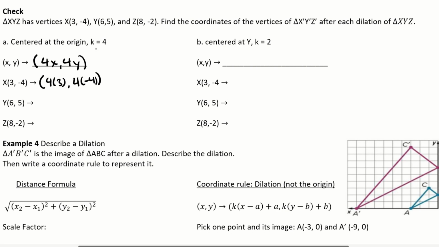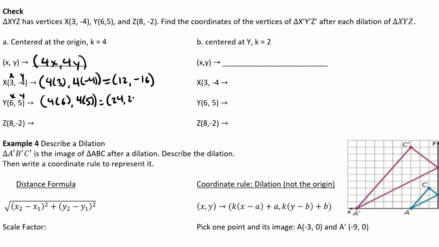4y, and then y is negative 4. Remember this is x and this is y. So we have 12, comma, negative 16. Remember this is x, this is y. And so we are just doing 4 times 6, and then 4 times 5. So we get 24, comma, 20.